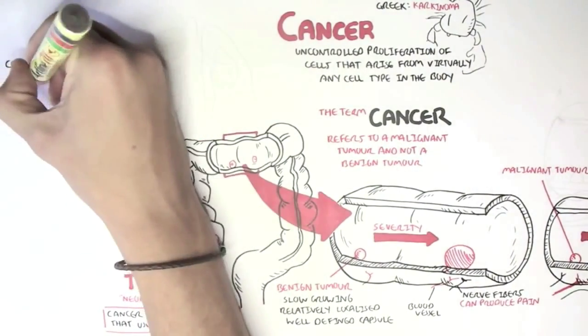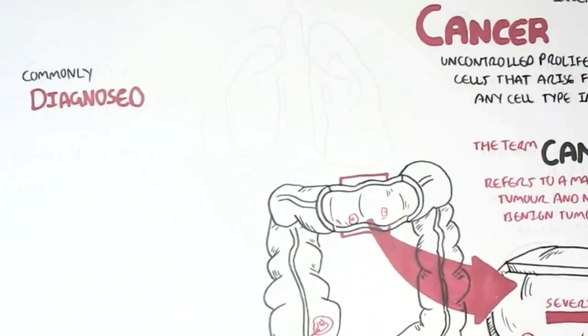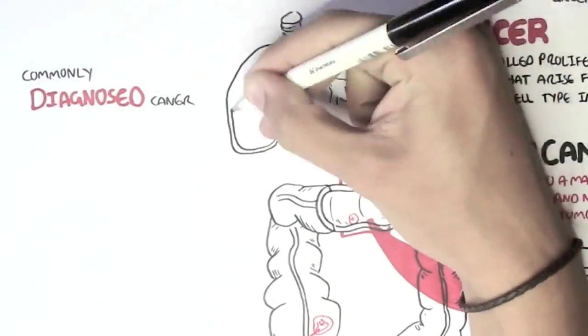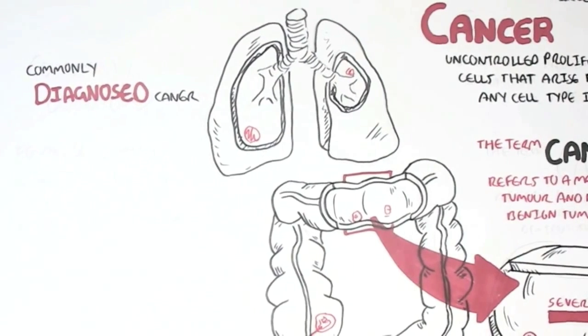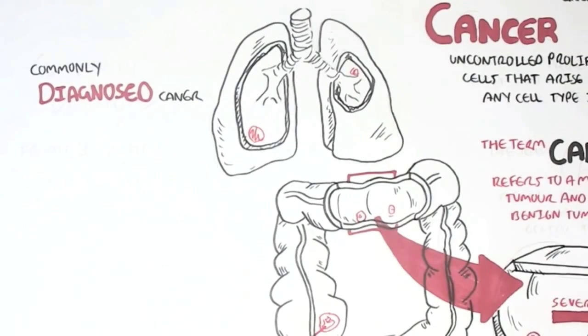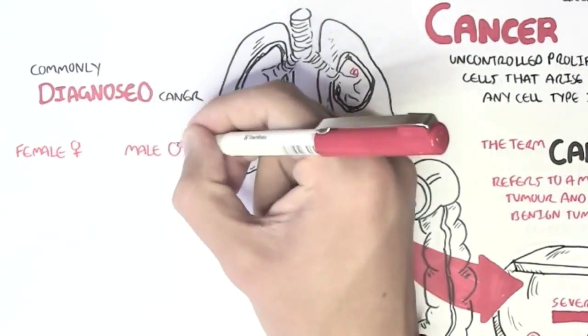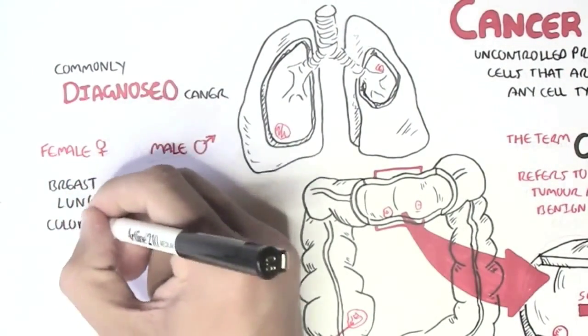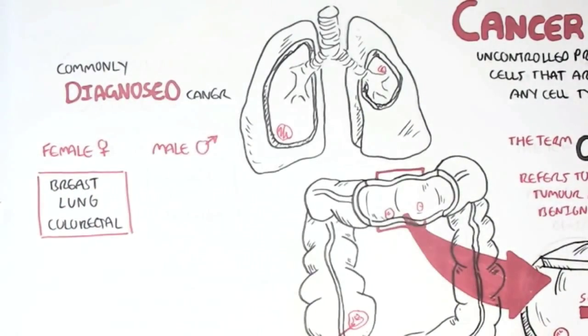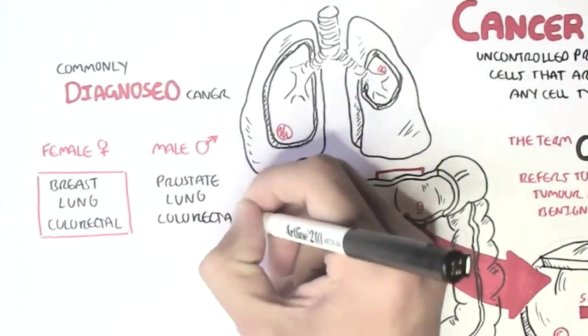So off to a different topic. Let's look at some commonly diagnosed cancers. So here I am drawing a lung because lung cancers are the second or third most common diagnosed cancers in males and females. And this is because, one, there are many smokers in the world, and two, when cancer spreads from one area in the body, it usually spreads to the lungs first. So for females, the most commonly diagnosed cancers are breast, lung, and colorectal. Colorectal means anywhere in the colon or rectal area. For men, the most commonly diagnosed cancers are prostate, lung, and colorectal.